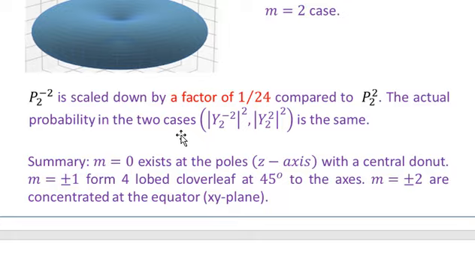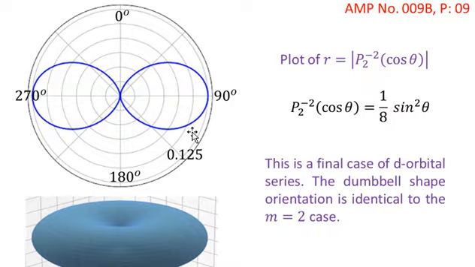The actual probability in the two cases, which is given by the absolute square of the spherical harmonics, that is the absolute square of Y2 minus 2 and the absolute square of Y2 plus 2, is the same, because the normalization constants with these harmonics will take care of it, and the probability density will be the same, irrespective of the small magnitude of these density functions over here, which is just 0.25. That is, the wave function is restricted in this region.